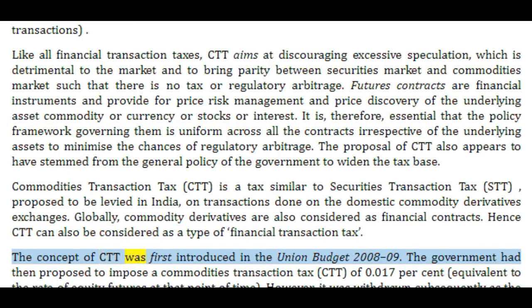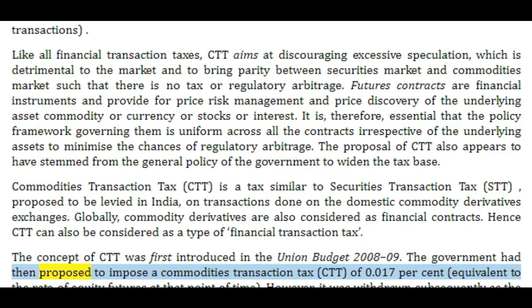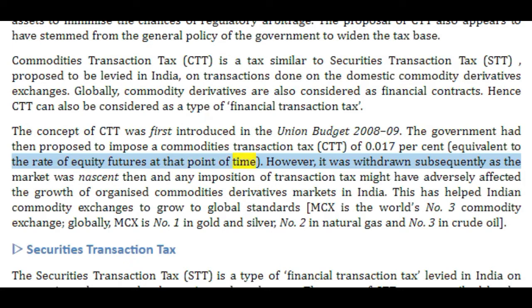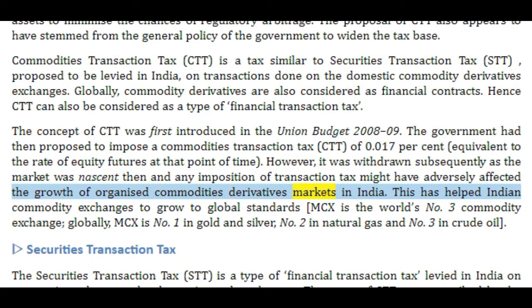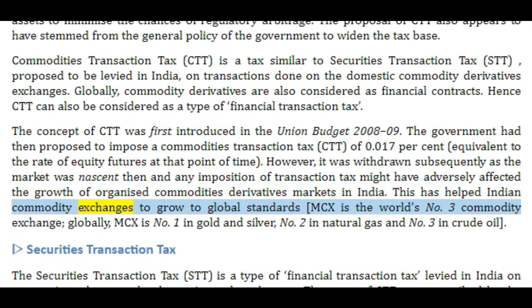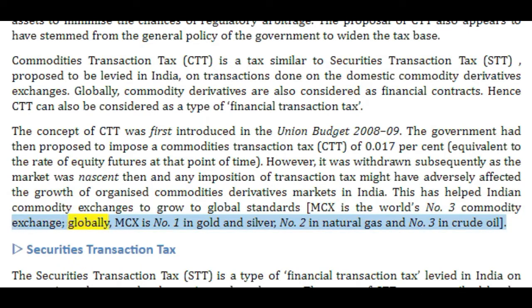The concept of CTT was first introduced in the Union Budget 2008-09. The government had then proposed to impose a Commodities Transaction Tax, CTT, of 0.017%, equivalent to the rate of equity futures at that point of time. However, it was withdrawn subsequently as the market was nascent then, and any imposition of transaction tax might have adversely affected the growth of organized commodities derivatives markets in India. This has helped Indian commodity exchanges to grow to global standards. MCX is the world's number 3 commodity exchange. Globally, MCX is number 1 in gold and silver, number 2 in natural gas, and number 3 in crude oil.